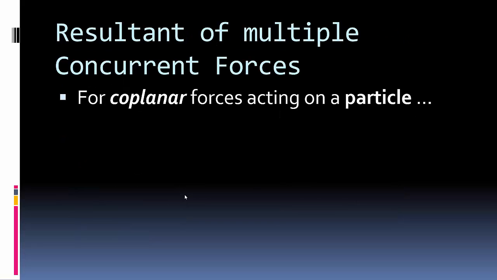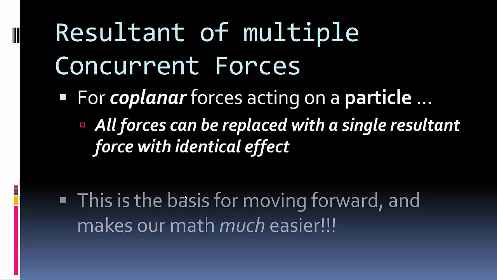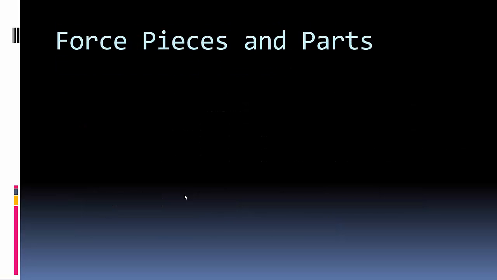Okay, resultant of multiple concurrent forces. For coplanar forces acting on a particle, remember coplanar, all forces can be replaced with a single resultant force with identical effect. So what is that saying? If there are 10 forces acting on this particle, you can replace those 10 forces with one special vector that has the exact same effect on that particle. This is the basis for moving forward, and makes our math much, much easier, and this is extremely important. So we can go from having many different forces, many different vectors, and replace them with a single force vector and have the same effect.